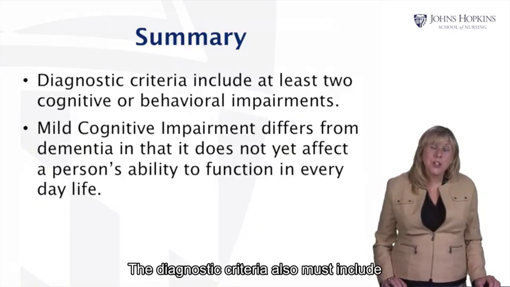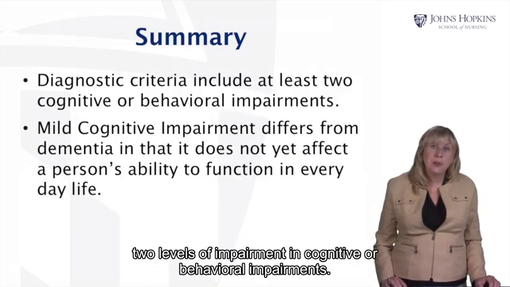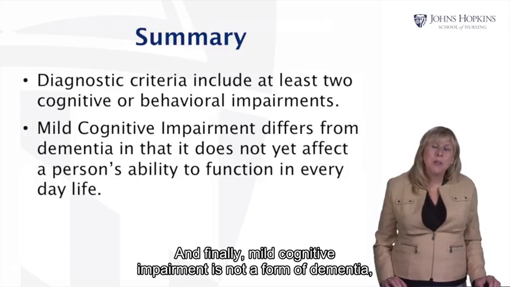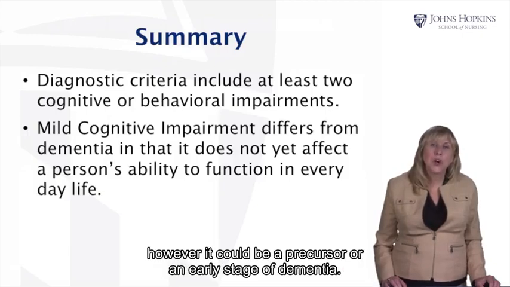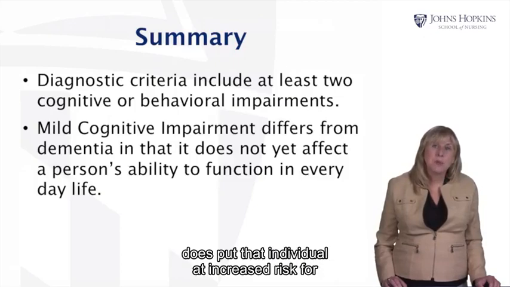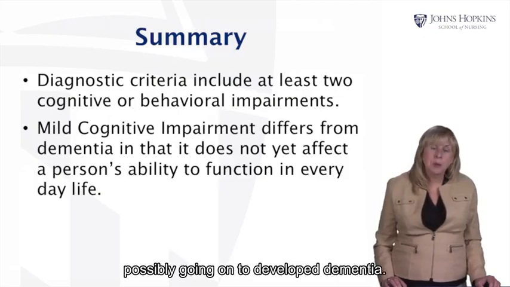The diagnostic criteria also must include 2 levels of impairment in cognitive or behavioral impairments. And finally, mild cognitive impairment is not a form of dementia. However, it could be a precursor or an early stage of dementia. So it doesn't interfere with a person's ability to function in everyday life, but does put that individual at increased risk for possibly going on to develop dementia.